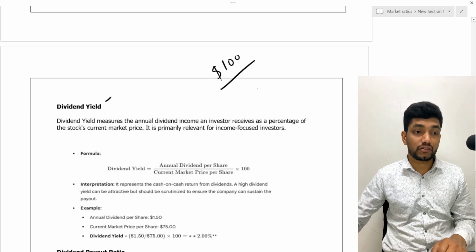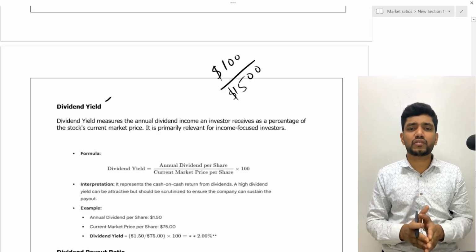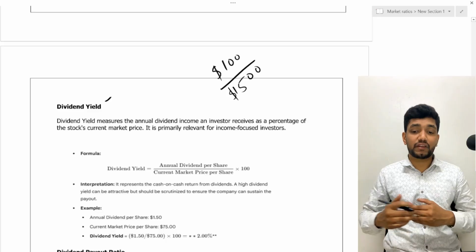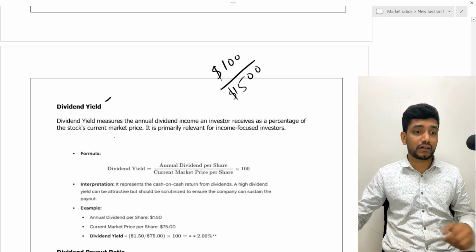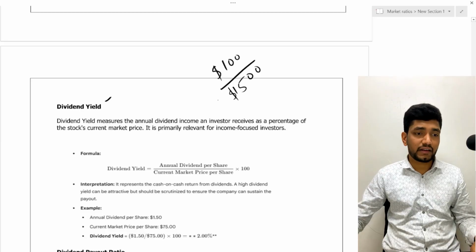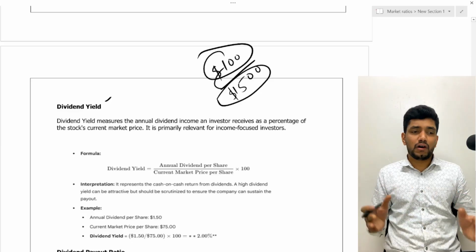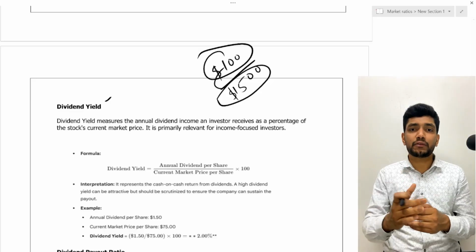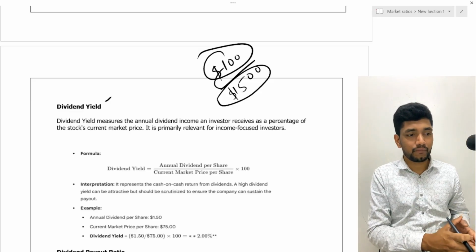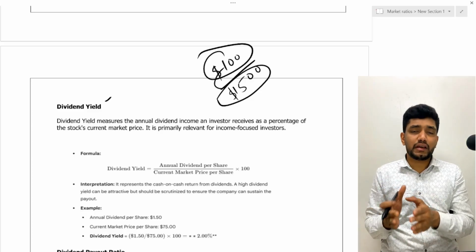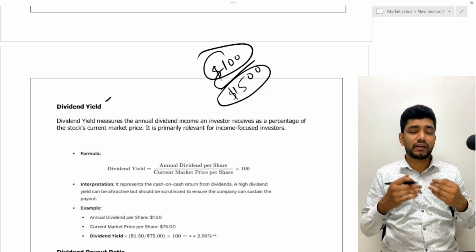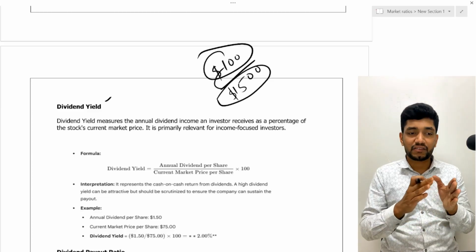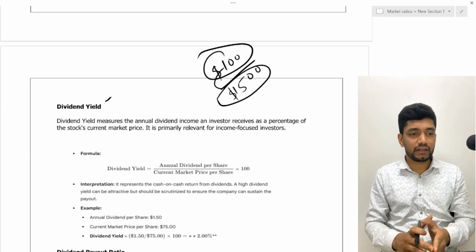Just assume a company is paying a dividend of $100 and its share price is, just assume, $1,500. In this case, the investor can assess that if I invest $1,500 in this stock, I can get $100 annually as dividend. So the dividend yield ratio compares the annual dividend to the market price per share, to see what percentage of dividend the investors can expect with relation to their investment.